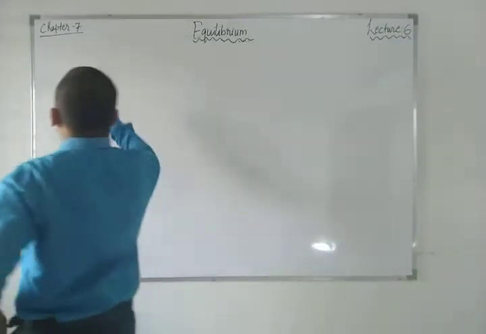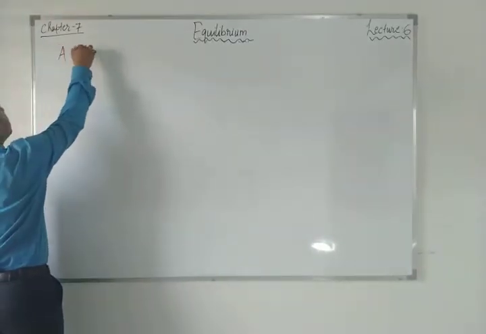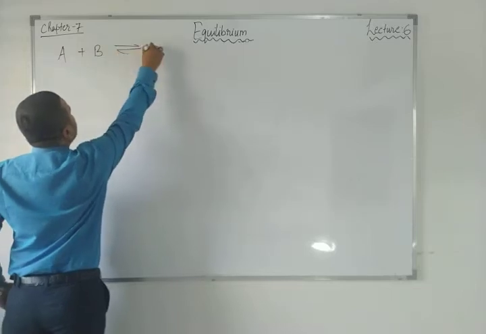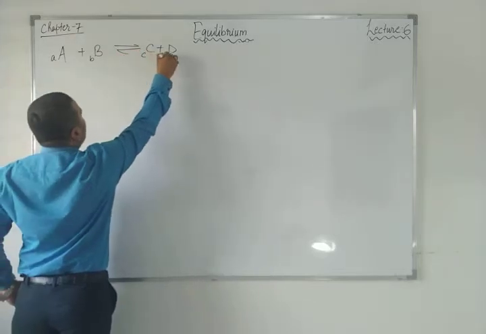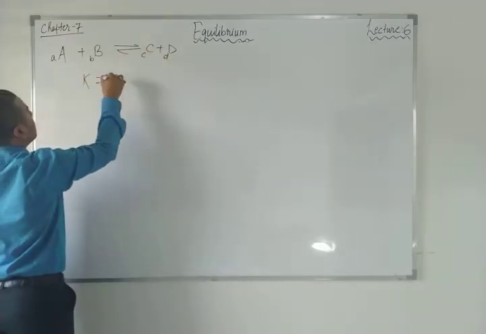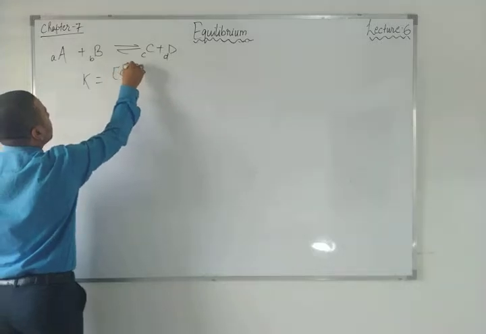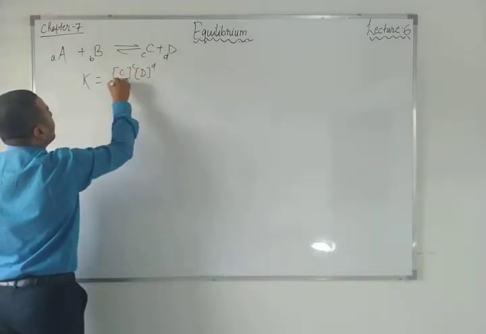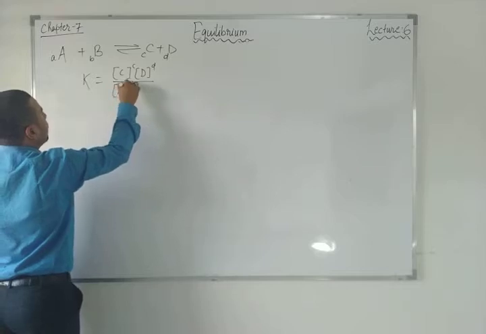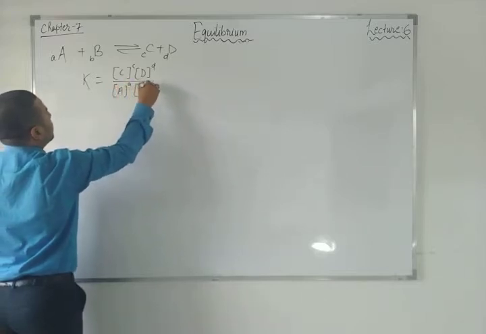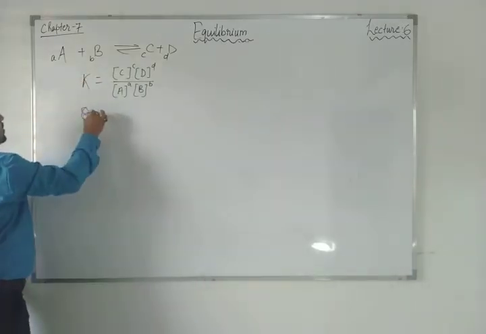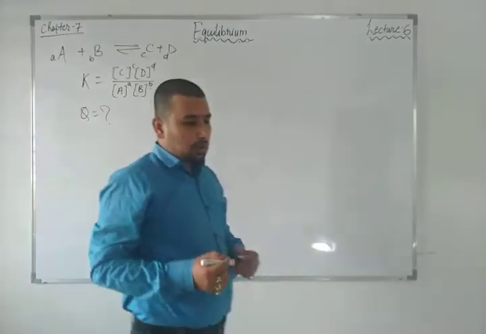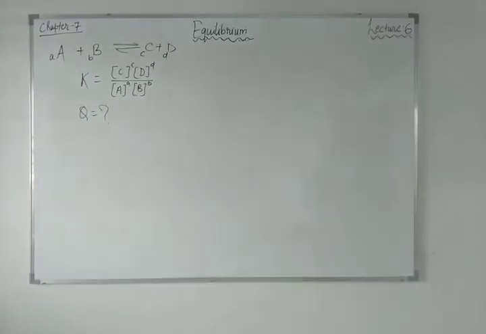I have already told you that if we take any reaction, suppose A plus B in equilibrium with C plus D, here we have A molecules, B molecules, C molecules, D molecules. If I talk about the constant, it is the concentration of product upon concentration of reactant. And if I talk about the quotient, can anyone tell me what is the quotient? This is a new term you may have heard: the reaction quotient.